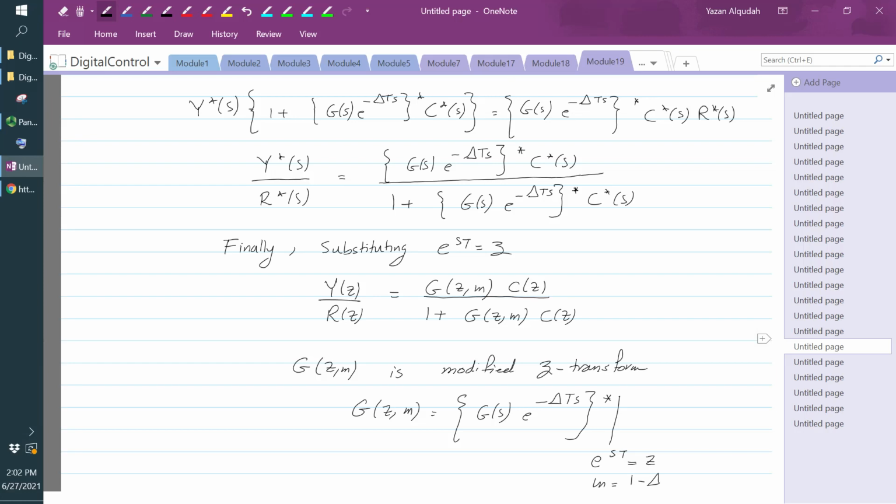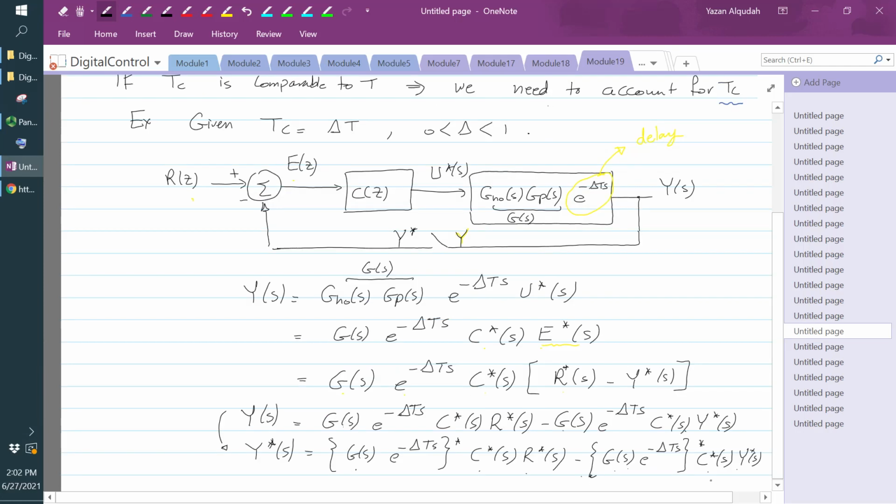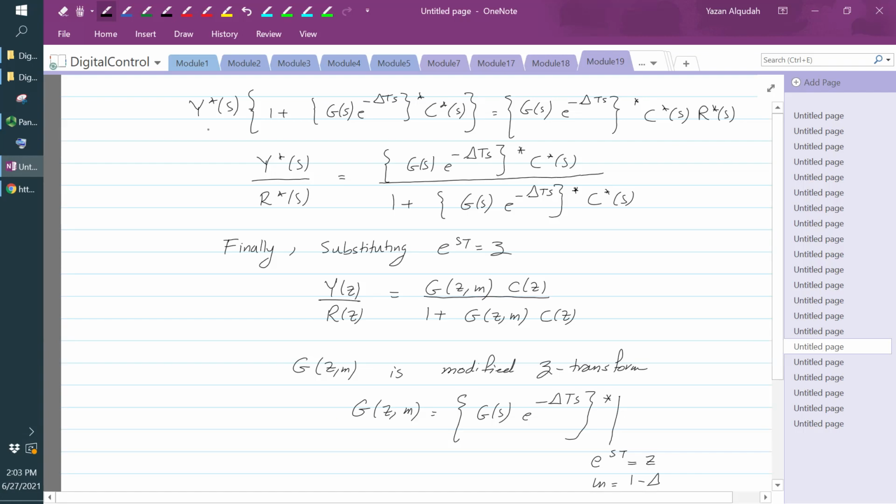Okay, so we can move this term, the one on the right, to the other side. We're going to have Y star multiplied by 1 plus this term equal to G of s multiplied by e to negative delta Ts star multiplied by C star R star. If we divide by R star, we're going to get Y star over R star. And now we have this term here divided by 1 plus that term multiplied by C star.